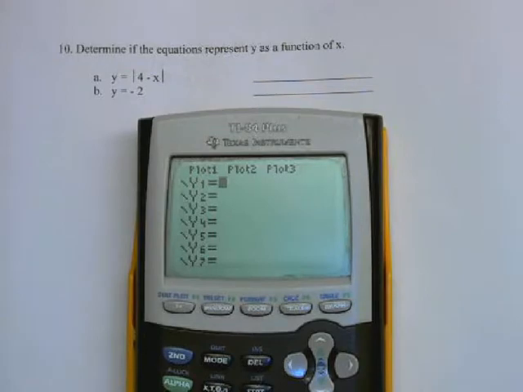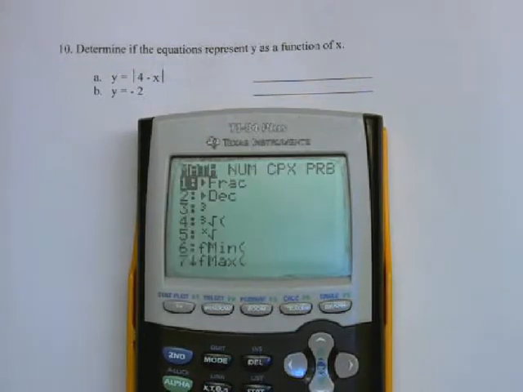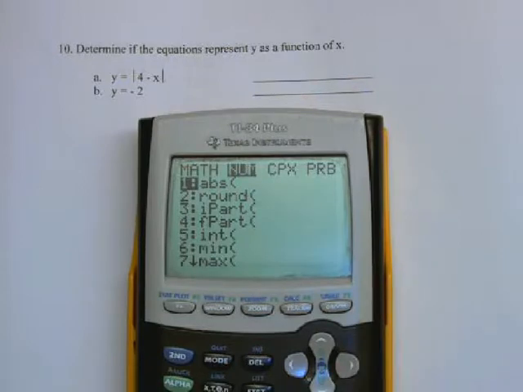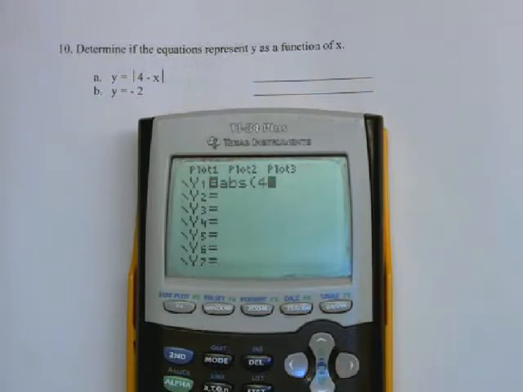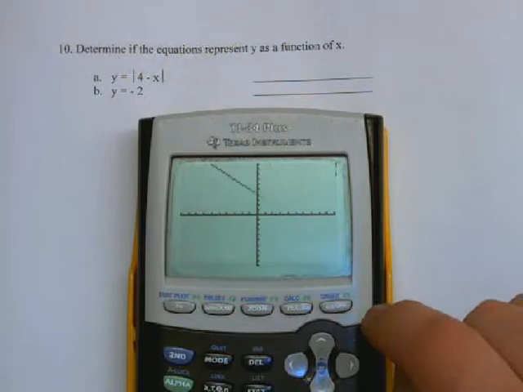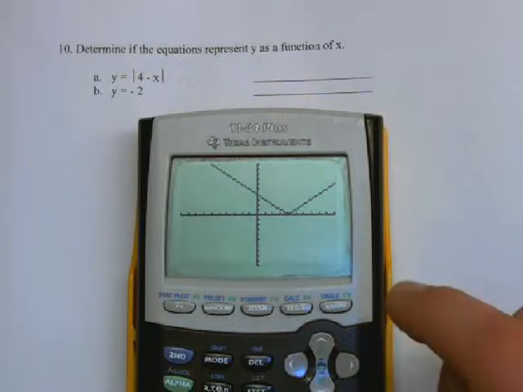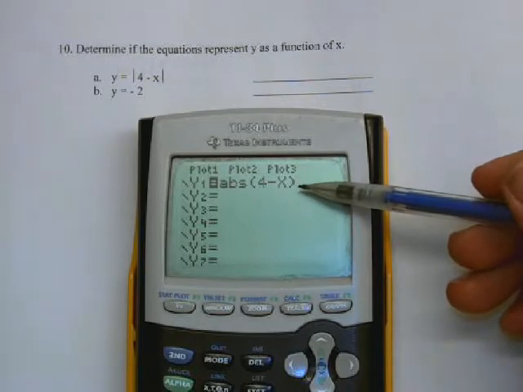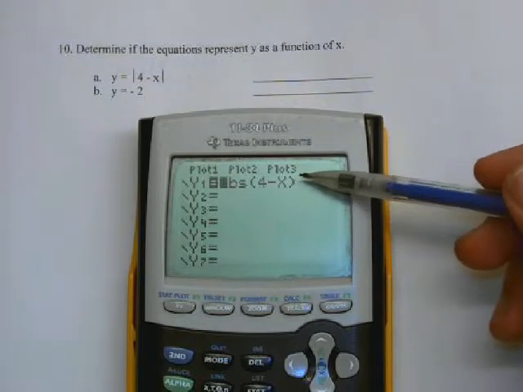So to get the absolute value, you push the math button, go to number, and choose the first one, absolute value. 4 minus x. So when I graph it, we see that it does pass the vertical line test. The fact that we could actually plug that equation into our calculator tells you it's a function. Your calculator will not let you graph a non-function into y1.